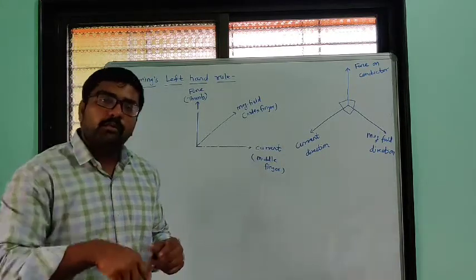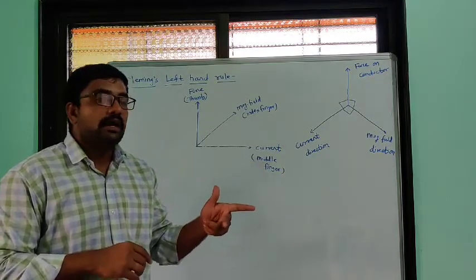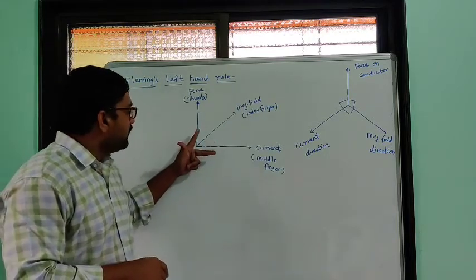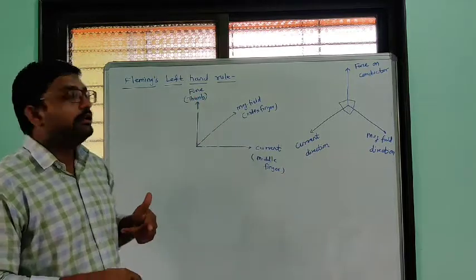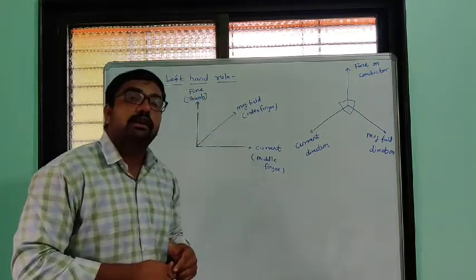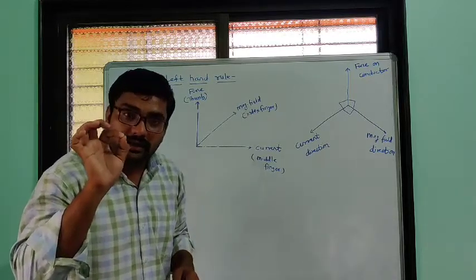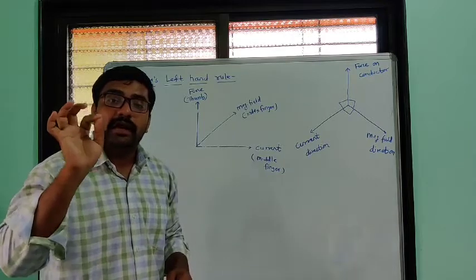And the statement of the rule is that if we stretch our left hand in such a way that our index finger is in the direction of magnetic field and our middle finger is in the direction of electric current, then our thumb will denote the direction of the force which acts on an electric conductor. Okay, that is the statement of Fleming's left hand rule.